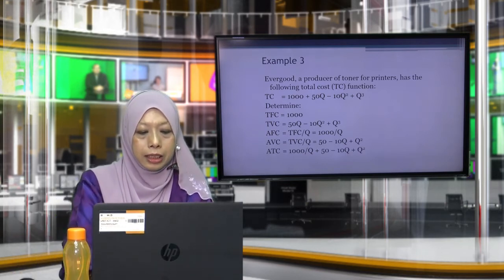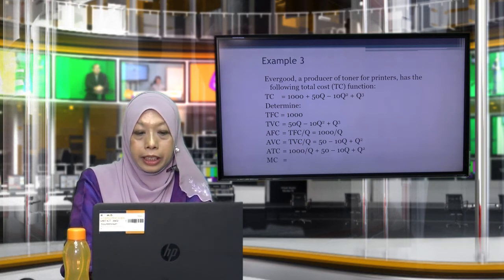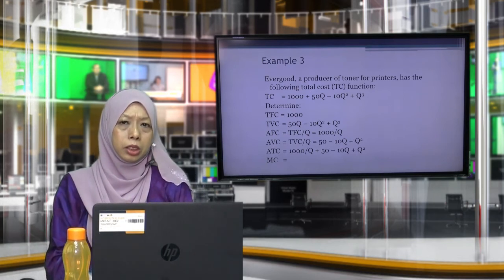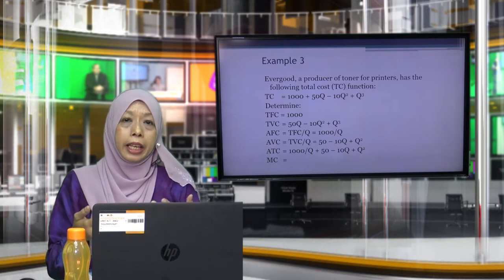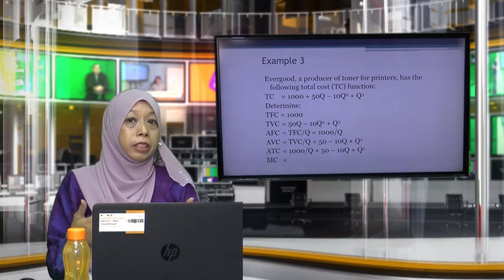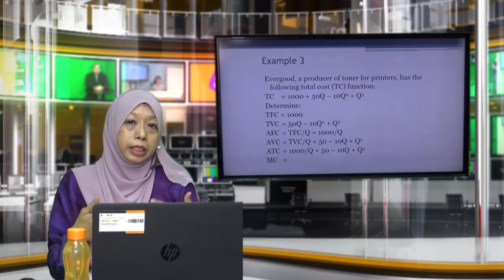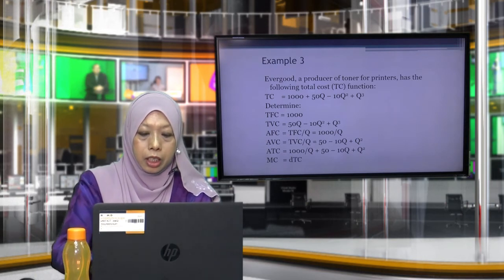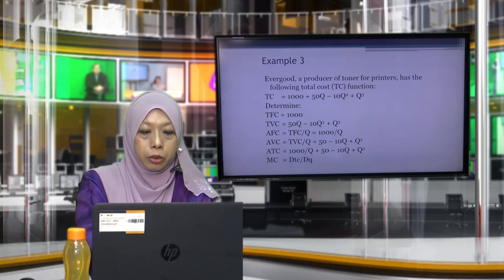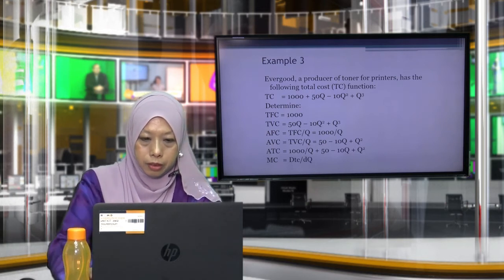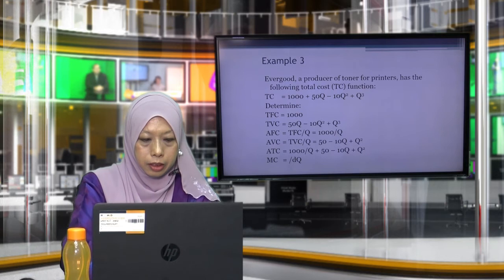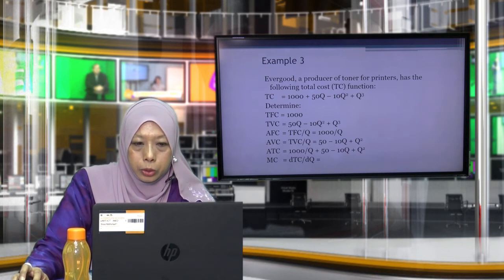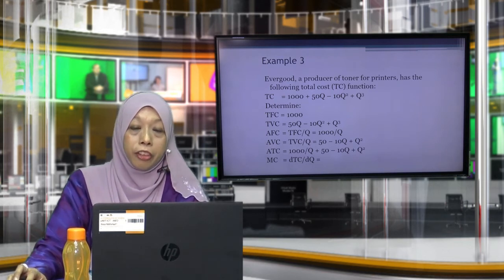Okay, now the last cost function that we want to derive here is marginal cost. Remember that marginal cost is defined as the change in total cost when you change a unit of output, and this is consistent with the definition of differentiation. So when you want to derive the marginal cost function, you need to differentiate the total cost function with respect to Q. So what you are required to do is differentiate all the components of your total cost.